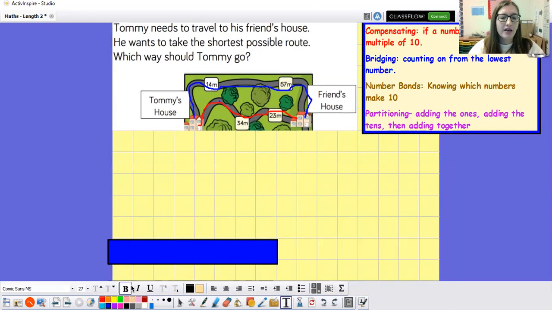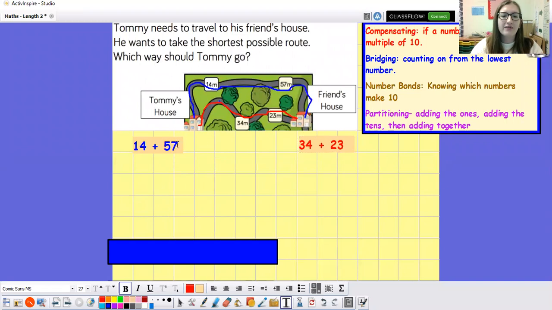So for route A, you're going to need to do 14 add 57, 14 add 57. And for route B, you're going to need to add those 2 together. So you're going to need to do 34 add, what's the second one? 23. So I wonder if you can have a quick go at working out which one's the shortest. Pause me now and see if you can figure it out before me. Off you go.